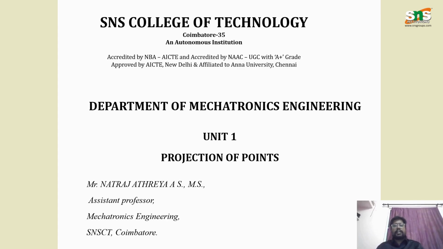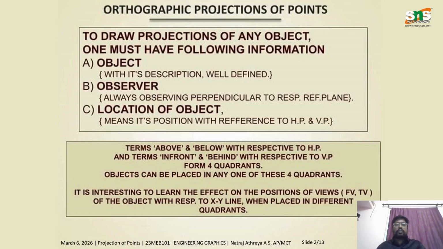Let's say I want you to get an object from somewhere. What things are required? I need to explain to you what that object is and where it is, I mean where it is with respect to the person, and also give him a reference to get it, right? So, orthographic projection of points.